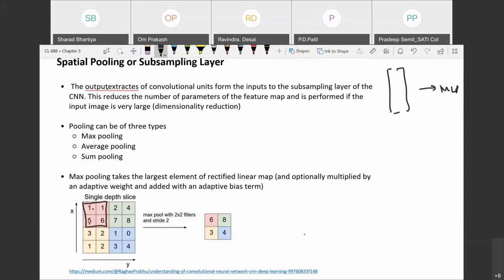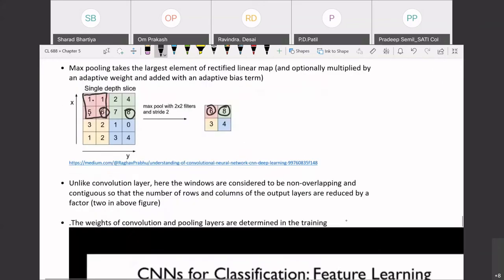So if you do max pooling, the largest number is 6, you just put it here. The largest number is 8, you bring it here. Okay, and there is no straddling like it happened during convolution. So these do not overlap. Okay, so this is one way of doing pooling, or you can do an average, or you can take a sum.